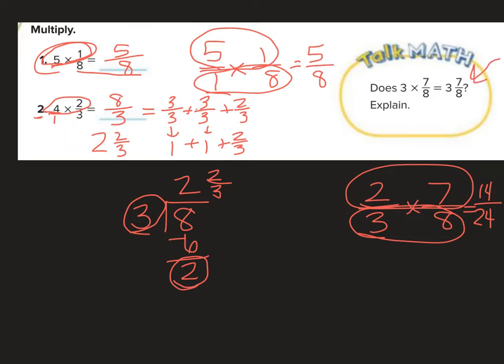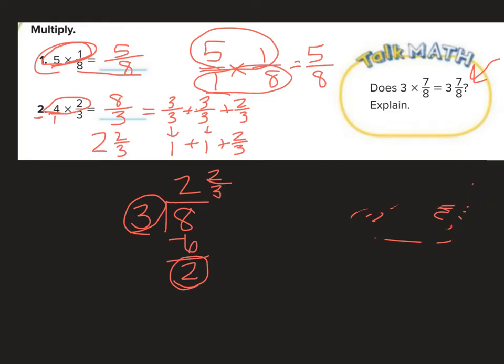Does 3 times 7/8 equal 3 and 7/8? Is that true? Let's take a look here. Let's do our little trick. So I would need to multiply here. I'm going to erase this and get rid of all this stuff so I can do it right below so it makes sense. Okay, so I'm going to take 3 times 7 and get 21/8. Then I'm going to do my little trick of top, 21, divided by the bottom.